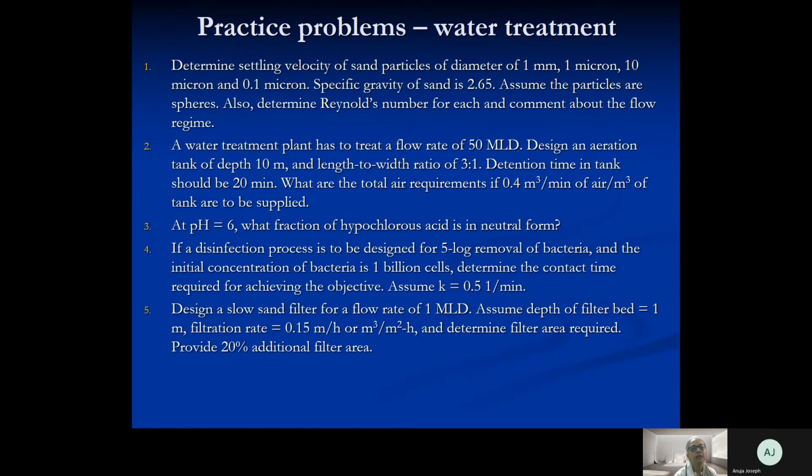I don't have any practice problems here. I will upload them separately so that you can do some practice problems on your own. I've kept it as simple as possible because we don't have enough time for more than this, and I'll be uploading it today itself. So we'll stop with water treatment here and we will start with wastewater treatment in 2 minutes.